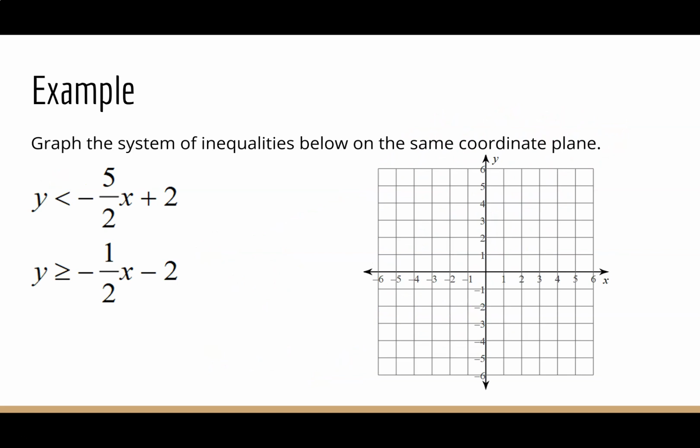If you have to graph a system, it can start getting a little messy. So I'm going to graph both of these on the same coordinate plane, and I'm going to use different colors for each. I'll use purple for the top one, and then maybe green for the bottom one. So starting at +2, down 5/2. And that's pretty much all I can do. Dotted line. And I'm going to shade below it.